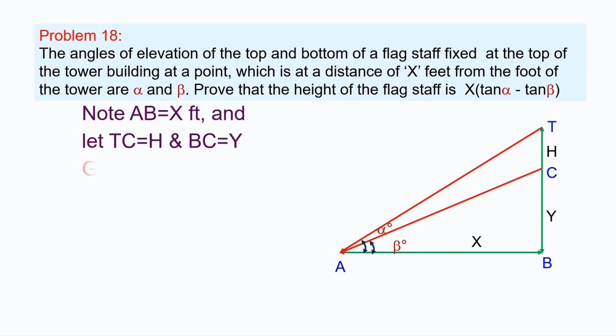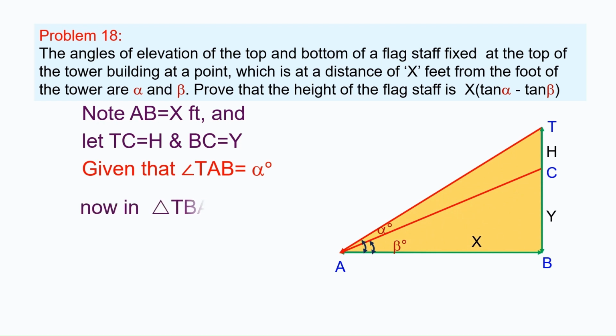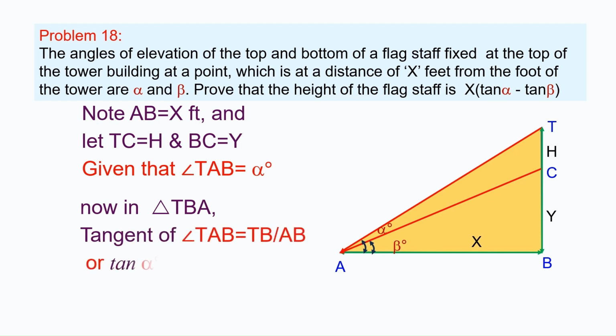Note AB equals x feet and let TC equals h and BC equals y. Given that angle TAB equals alpha. In the triangle TBA, tangent of the angle TAB equals TB divided by AB, or tangent of alpha equals h plus y divided by x, or h plus y equals x multiplied by tangent of alpha.